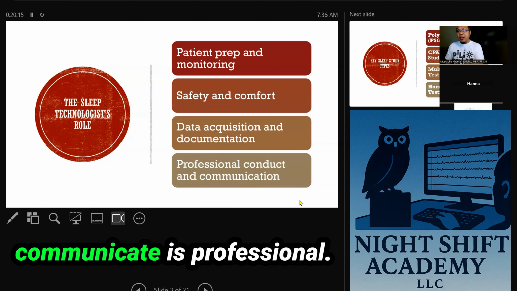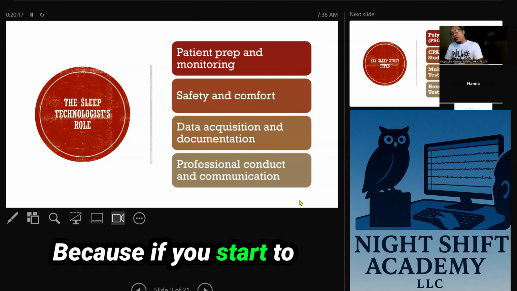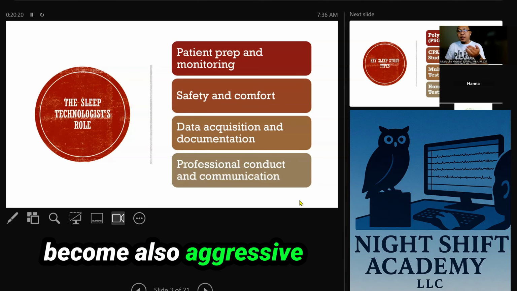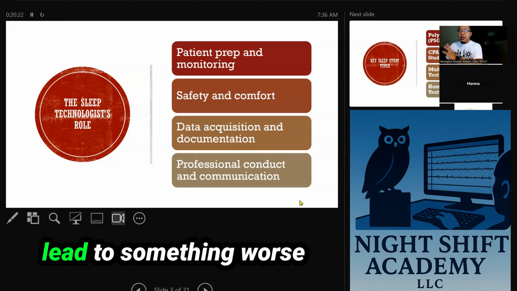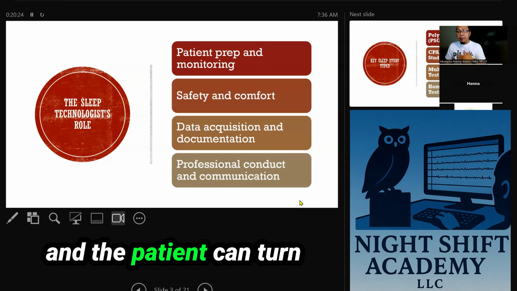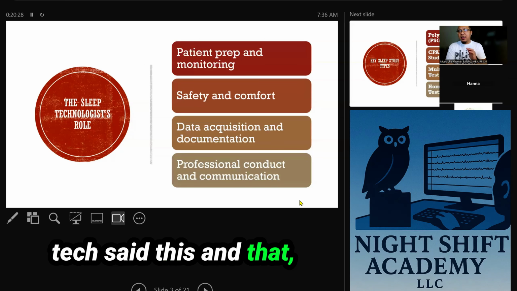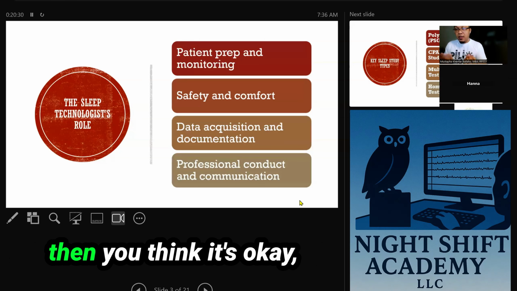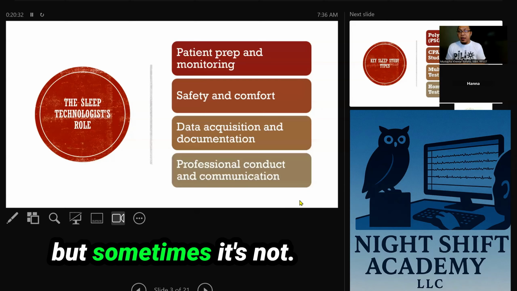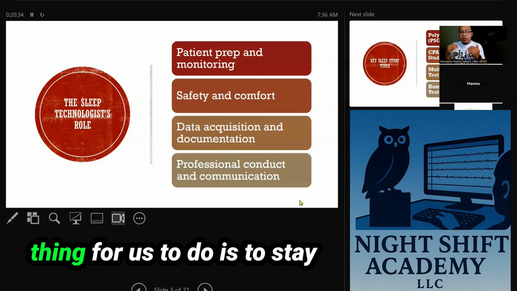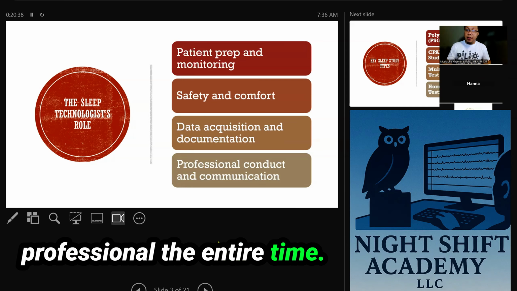Again, the way you communicate is professional, because if you start to become also aggressive and inappropriate, that can lead to something worse. And the patient can turn around and say, oh, that tech said this and that. Because you were comfortable, then you think it's okay, but sometimes it's not. So the most important thing for us to do is to stay professional the entire time.